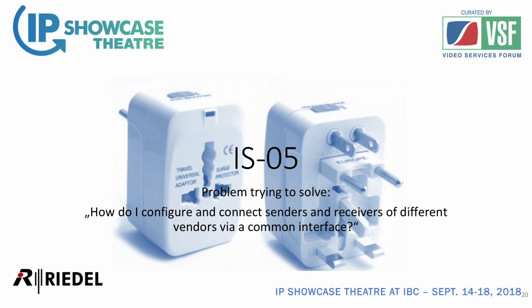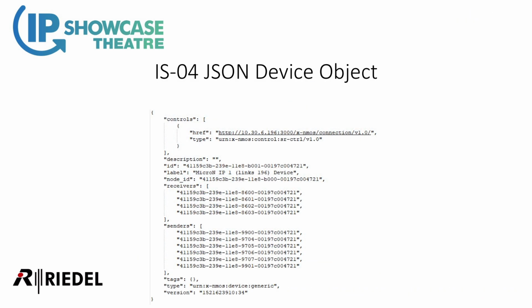And ISO 5 then solves the problem, how do I configure and connect senders of different vendors? So I have this SDP file, but maybe I want to set the multicast address first. So like John described, we have a way to set the multicast addresses on the senders.